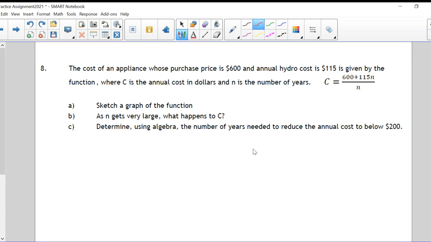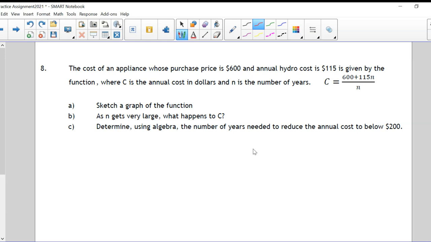So n has to be positive. N has to be greater than 0. Absolutely. And that's because we're dealing with a number of years. First of all, n cannot be 0, because if it was 0, this would be undefined. And secondly, we're talking years, so we don't have negative years, right? Yeah, we just don't. Not yet. Well, maybe at some point they will, but right now they don't. You can't have negative years.